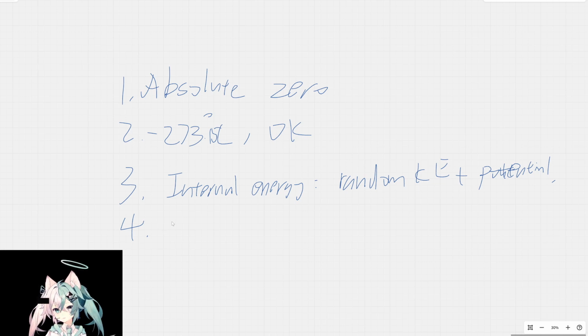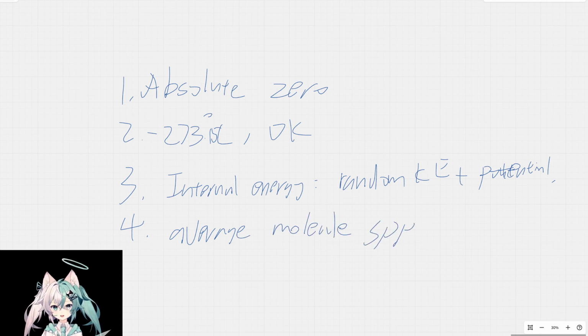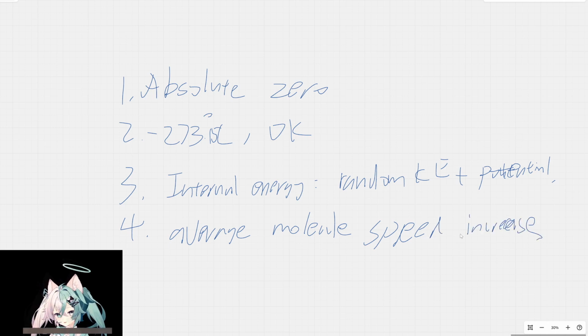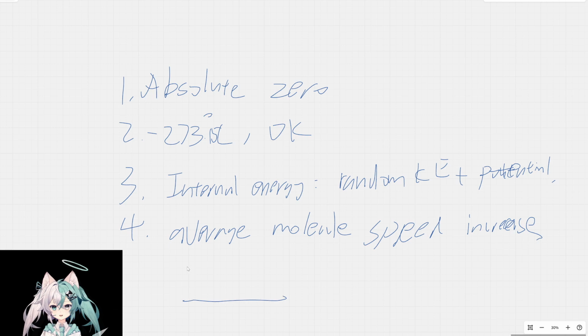So basically, when the temperature increases, it means the average molecule speed increases. In terms of the graph, we are going to see the distribution of molecule speeds become more spread out. So if this is the original, we are going to have this afterwards.